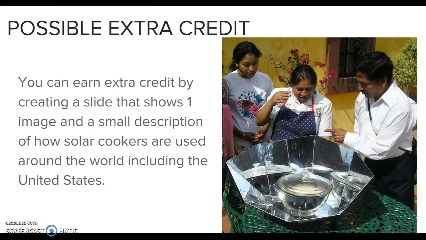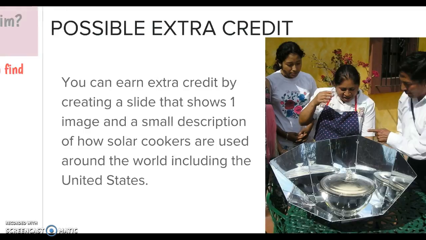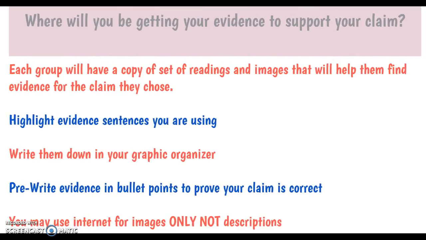Next thing, you will be able to get possible extra credit for 5 slides if you create a slide that shows one image and a small description of how solar cookers are used around the world, including in the United States. So for example, this is a picture that was taken in Nicaragua for people who use these solar ovens to cook their food. Again, this is in front of you.